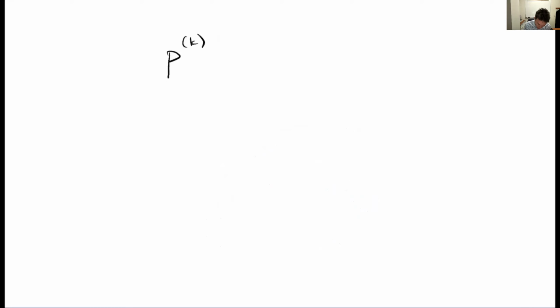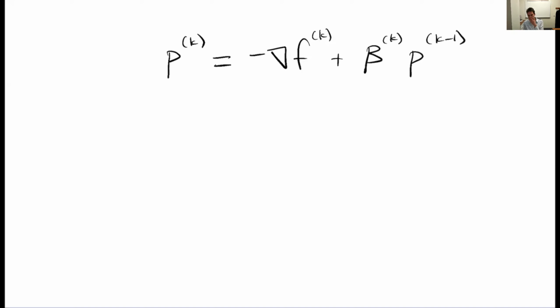It's this, that our current search direction is going to be the negative of the gradient. So far, exactly the same as steepest descent. And we're just going to add one term to it. We're going to add beta, which is a scalar, times our previous step. Okay, so you could think of it this way. We're taking the steepest descent direction, but we're dampening it a little bit. We're not going quite as far as we would have.